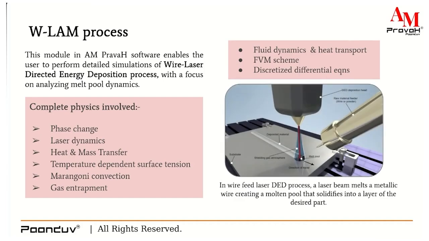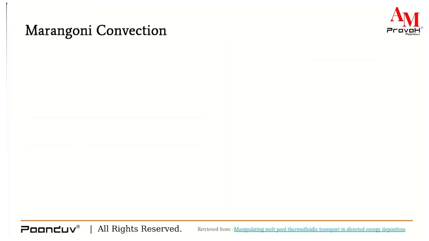Now you can get a closer look at the wire feed laser DED process, where you can see that the laser beam melts a metallic wire, creating a molten pool that solidifies into a layer of desired path. The next thing we're going to explore is what is Marangoni convection.